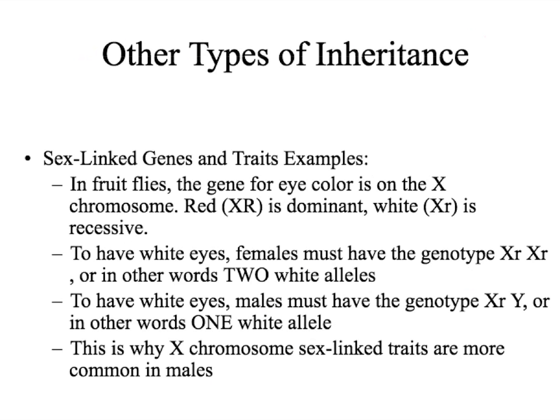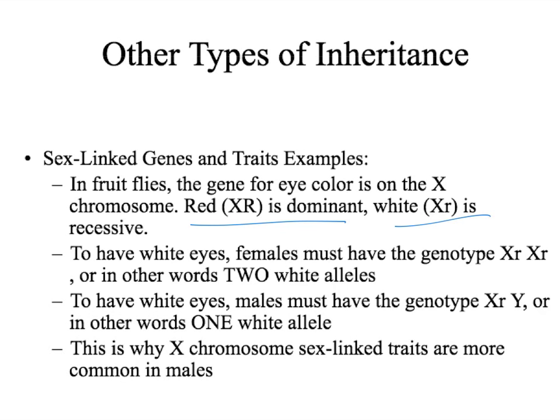So some examples: in fruit flies, the gene for eye color is on the X chromosome. Red is going to be dominant, while white is going to be recessive. To have white eyes, a female must have a homozygous recessive condition for the white allele. To have white eyes, the male only has to have one because the Y chromosome doesn't have it. So males are going to have more chance of being white-eyed because they don't need two alleles to show it. It makes it a little bit more prominent in males.